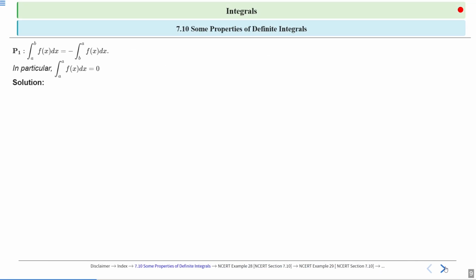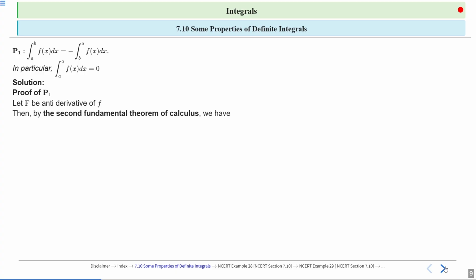Let's see how we can prove this. So to prove P1, let F be an antiderivative of f. To find the value of a definite integral, at first we need to find the antiderivative. What is an antiderivative? An antiderivative is the value of the indefinite integral but without the constant of integration.